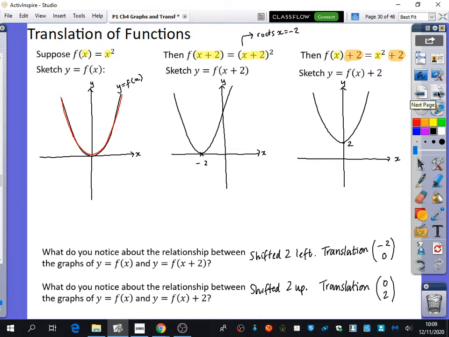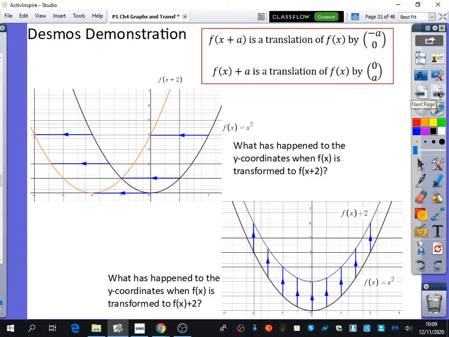Everyone got those drawn? So I'm going to do a demonstration in a second. But what I've got here, the same graphs that I was talking about, I've got the y equals x squared graph in black, and then I've got the y equals f of x graph, and then I've got f of x plus 2. And you can see that the orange graph, which is f of x plus 2, the black graph has shifted everywhere 2 spaces to the left.